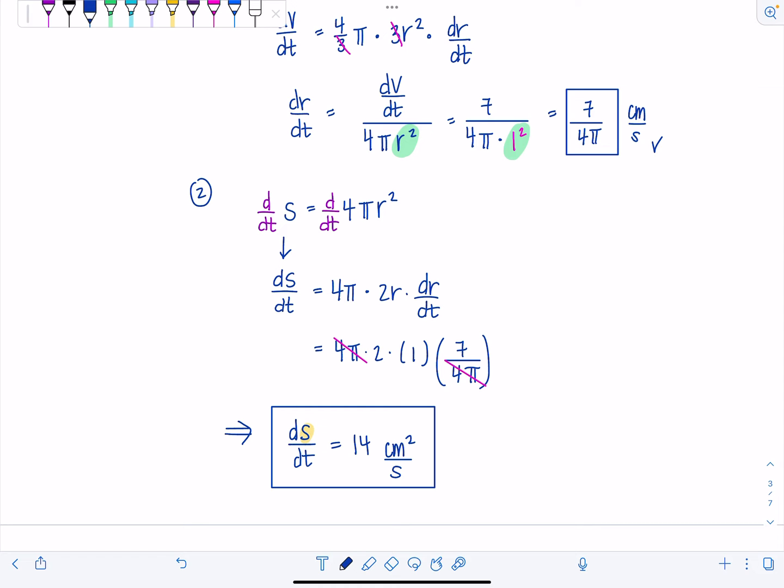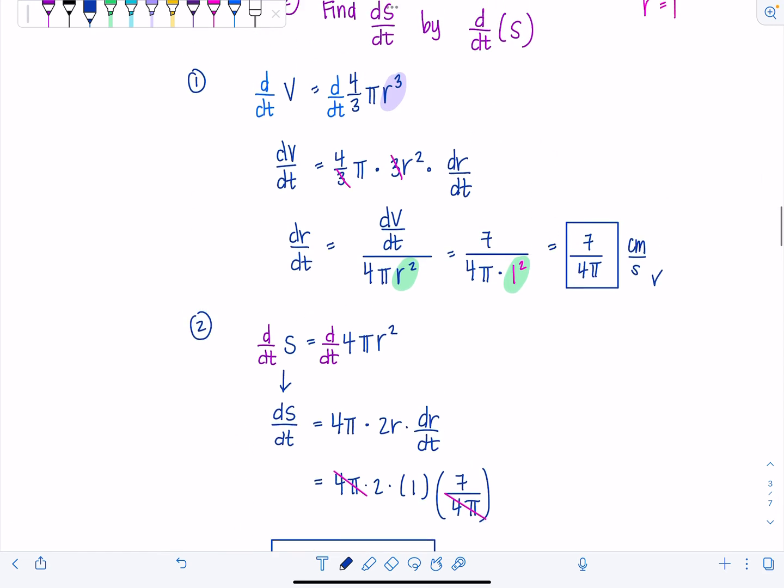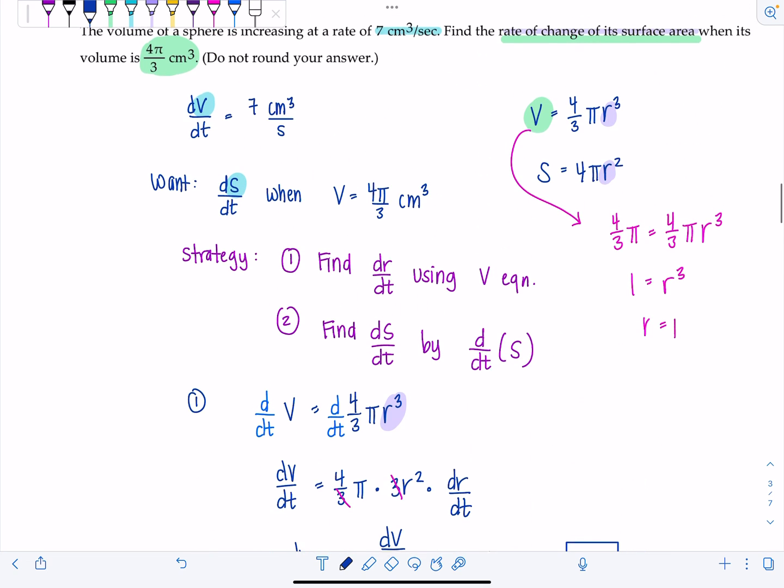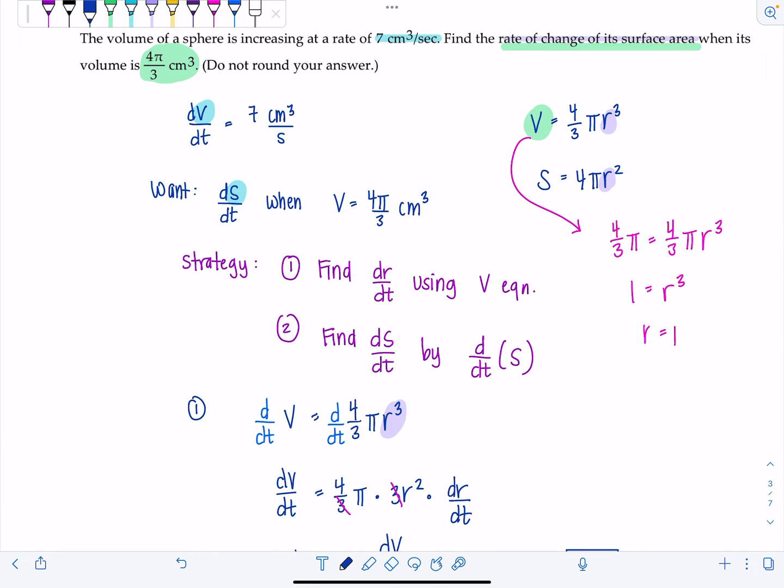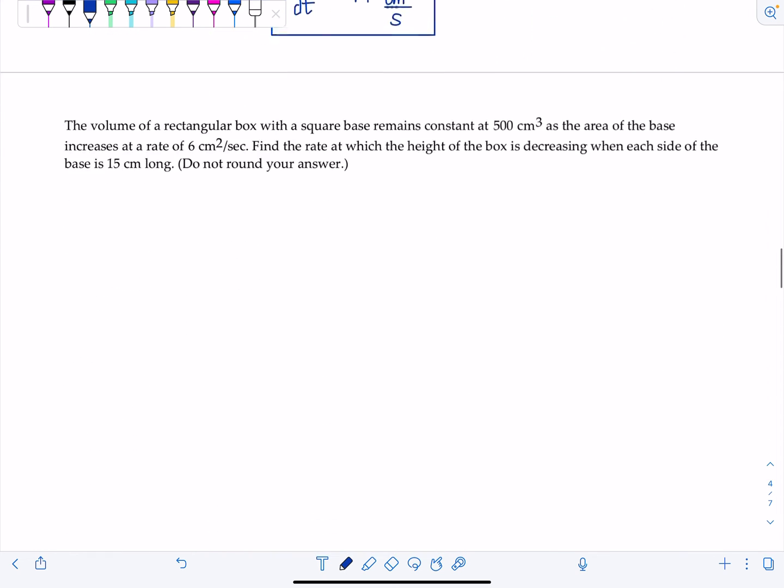All right, this one was definitely tricky because along the way we had to find dr/dt. I have had students that just relate V and S and bypass that, but their work is a little more messy. I think this is the cleanest way to do it, but you know, you do you. I've got one more, also a cute little spicy one.